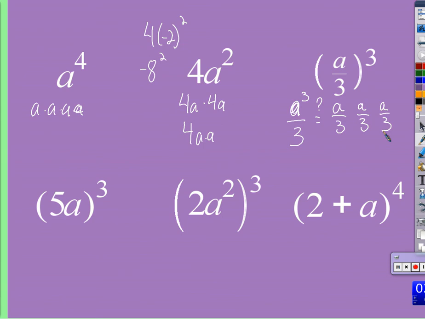If we multiply three fractions together, we multiply straight across all of them. All the numerators times each other, all the denominators times each other. So be careful about that. And on the same note, I see a lot of this.